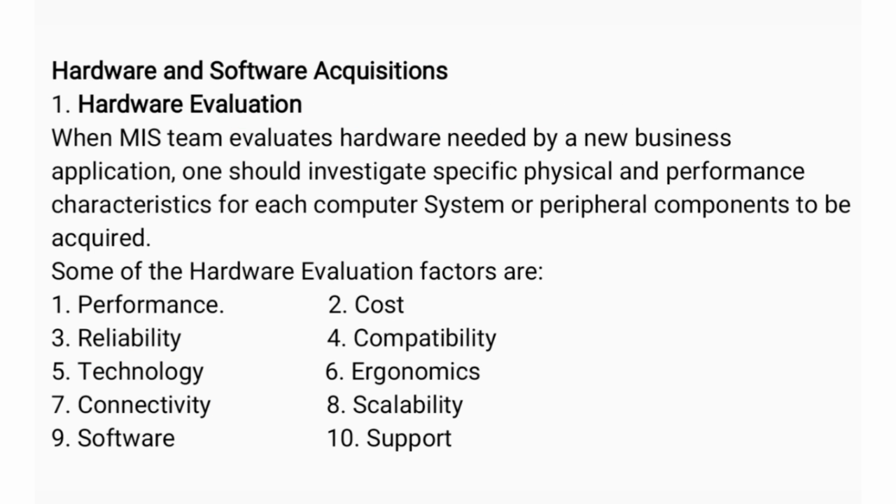The first step is hardware and software acquisition. It begins with acquiring the required hardware and software based on the type of information system required. First, hardware evaluation. When an MIS team or information system team evaluates hardware needed by a new business application, one should investigate specific physical and performance characteristics for each computer system and peripheral component to be acquired. So what is the exact information system they are building? For that, what hardware components do they require?